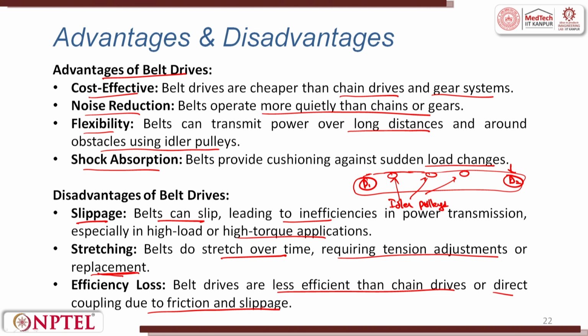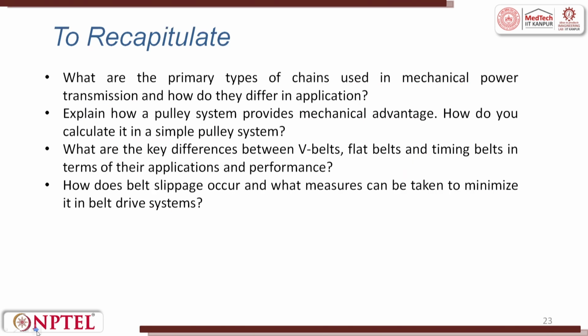To recapitulate, I will just go through certain questions. What are the primary types of chains used in mechanical power transmission and how do they differ in application? Explain how a pulley system provides a mechanical advantage. How do you calculate it in a simple pulley system? What are the key differences between V belts, flat belts, timing belts in terms of their applications and performance? How does belt slippage occur and what measures can be taken to minimize it in belt drive systems? This is to recapitulate the content covered in this lecture.